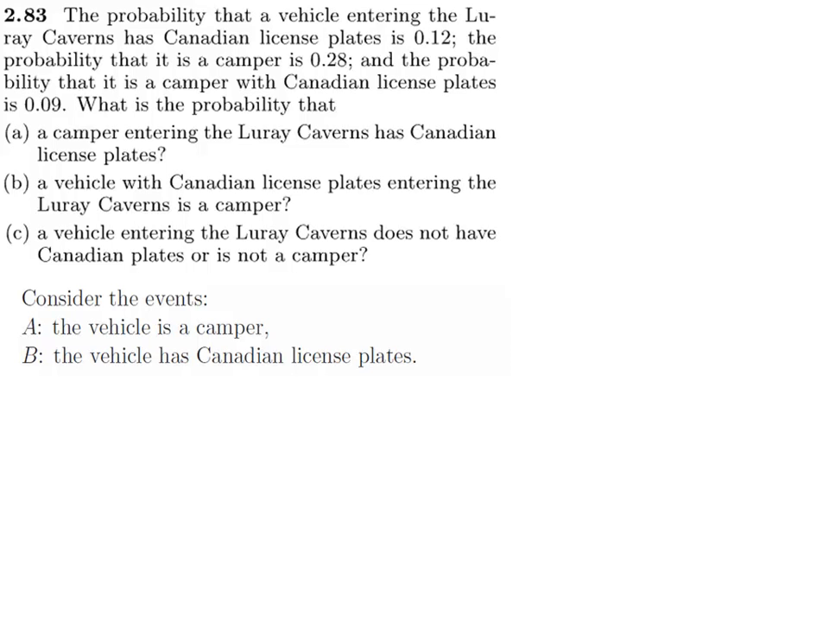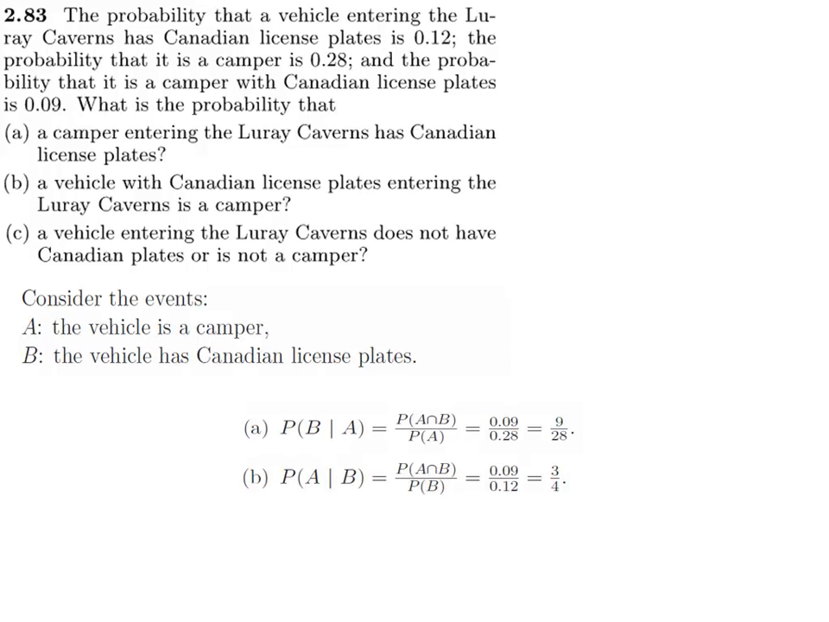Correct. About the second one, a vehicle with Canadian license plates entering is a camper. So it's the opposite, right? You know it has Canadian license plates, and you want to know what is the probability that the vehicle is a camper. So that's the first one. This is the second one. The third one, the vehicle entering the cabin does not have Canadian plates or is not a camper.